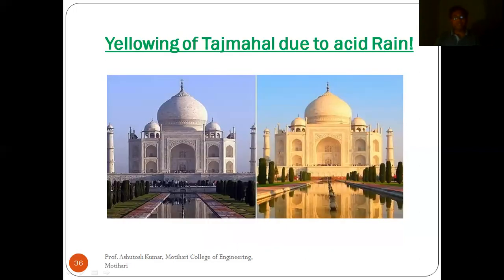Now, one of the major effects of acid rain is the yellowing of the Taj Mahal. Look at these two pictures. In the first picture, the Taj Mahal's color is something different, but in the second picture it becomes yellow. This is caused by acid rain.